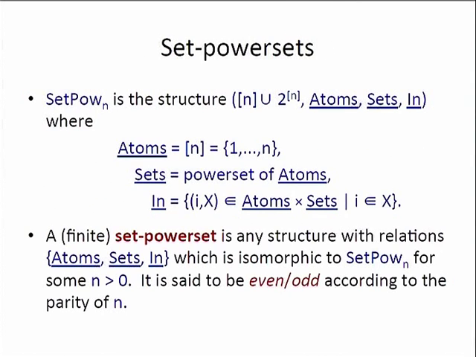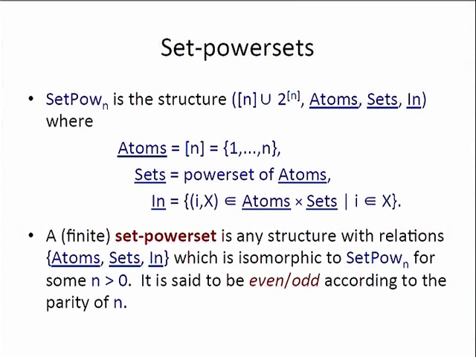Okay, so now I'm going to give a slightly more complicated example, and this will lead to some more interesting results also. Now I want to consider a class of structures which I'll call set power set structures. I'll denote by SetPow_n the following structure. The universe of the structure will consist of two what are known as sorts. It will be a disjoint union of a set of atoms, which will be just the integers 1 to n, as well as the set of all sets of atoms, so the power set of 1 to n. There'll be two unary relations, atoms and sets, which name these two parts of our structure, and then a binary relation in, which just defines set membership. So i is in X in this relation if and only if i is a member of X.